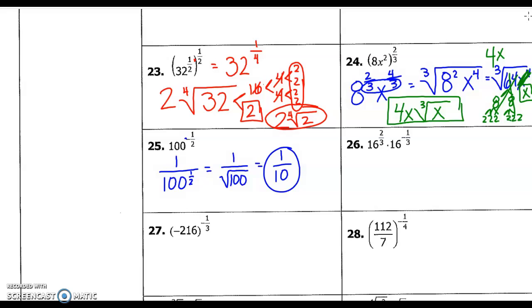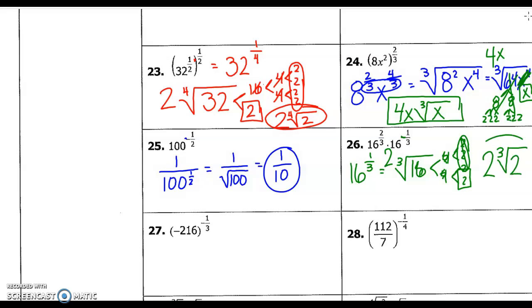Here's another negative. You can't see it. So when you multiply like bases, you add the exponents. So 2/3 plus a negative 1/3 would be 1/3. So then we're looking at the cube root of 16 to the power of 1 is 16. 16, I could go 4 and 4. Those go 2 and 2. So making groups of 3, here's 3 2s to bring out a 2. This 2 is stuck. So we're at 2 cube root of 2.